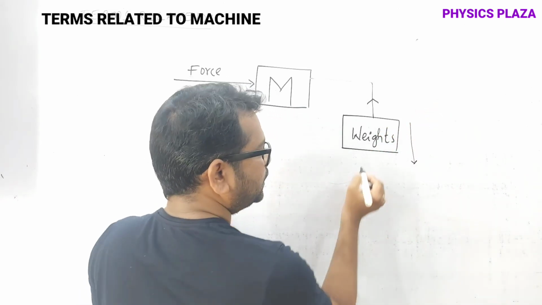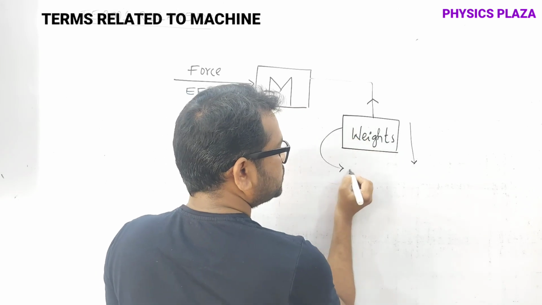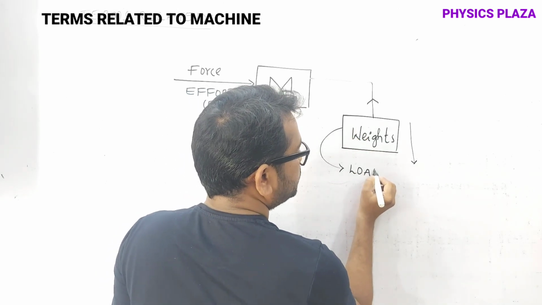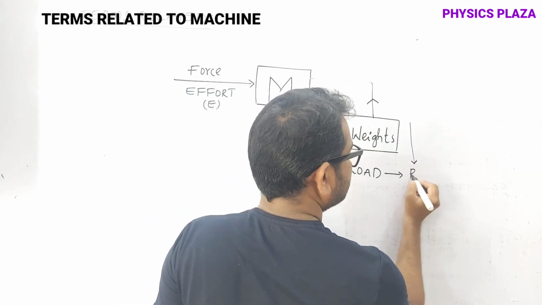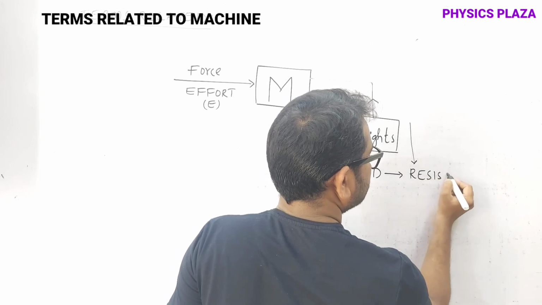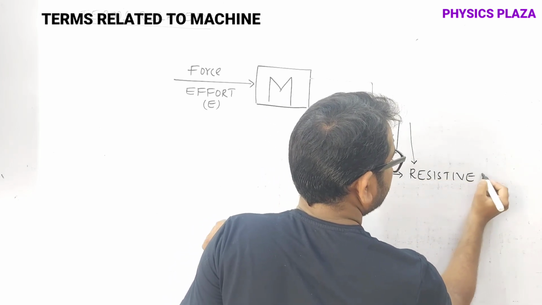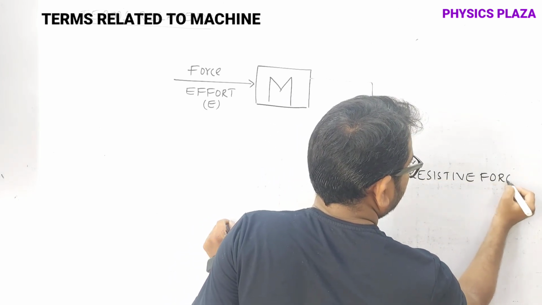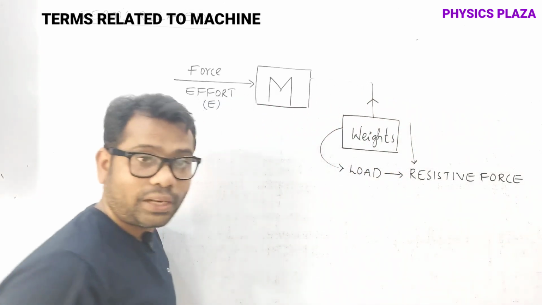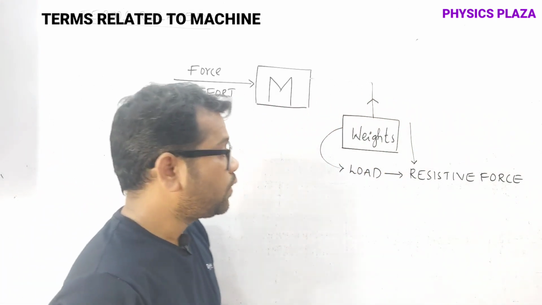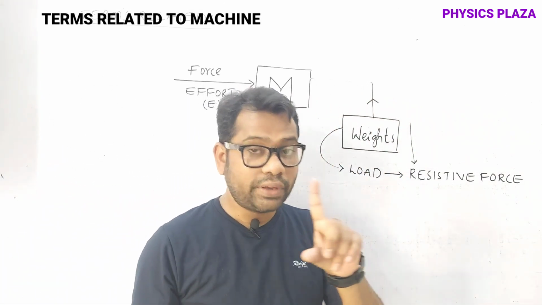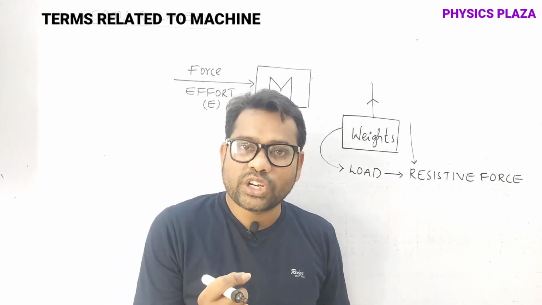The technical term given to this is what, children? It's the load. So load is nothing but a resistive force. Resistive force. Am I clear? Let me tell you once again. Children, what is load actually? It's very important. Make a note of it. What is the load, children, here?